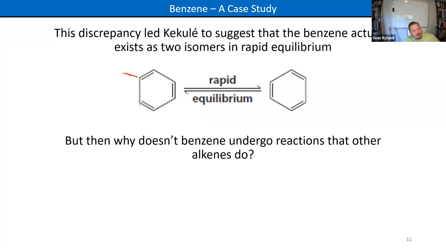And then that means if you do another substitution, there are actually three distinct places you can put it. You can put it adjacent to the first substitution, one carbon away from the first substitution, or opposite the first substitution. So this actually met all the criteria. And so he was the first one to be able to describe the structure of benzene, although he still couldn't explain why it was so stable.